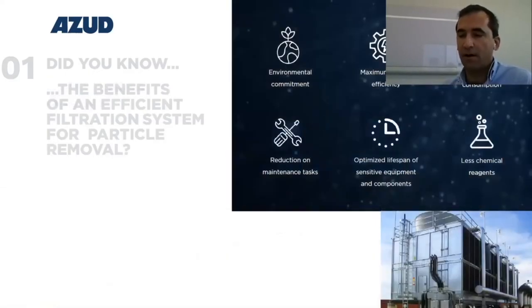So what are the benefits of having a filtration system in your refrigeration circuit? Well, installing a filtration system removes suspended solids of the cooling tower, achieving around 20% of chemical reduction. This has been checked in thousands of case studies.